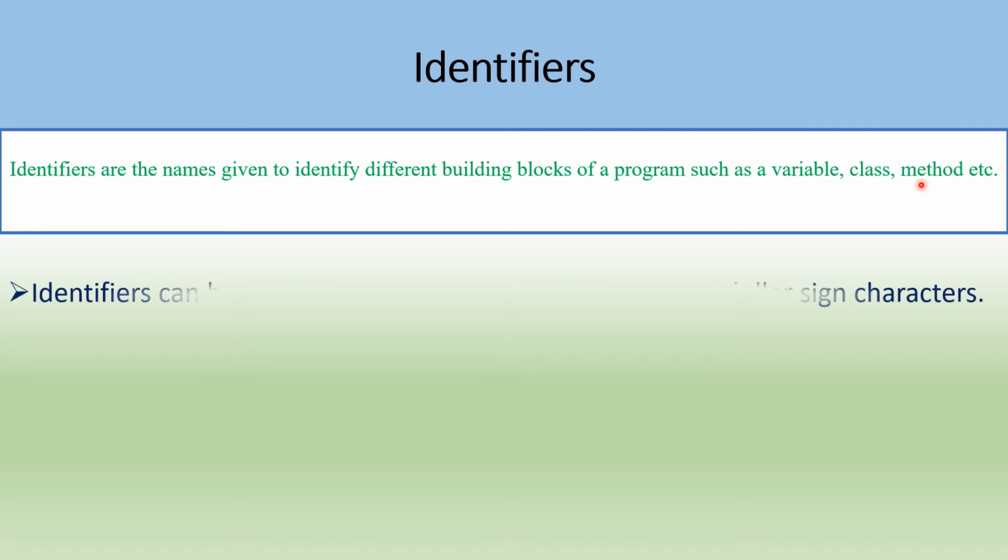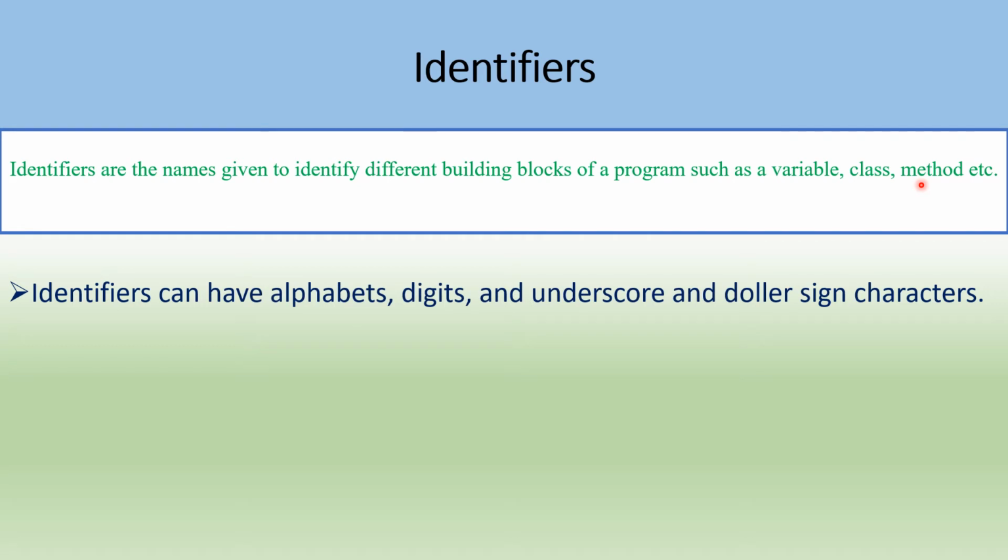And the first rule is identifiers can have alphabets, digits, underscore and dollar sign. आइडेंटिफायर चूज करते वक्त या आइडेंटिफायर्स के नेम्स चूज करते वक्त यू मे यूज alphabets, you may use digits, you may use underscore और dollar.